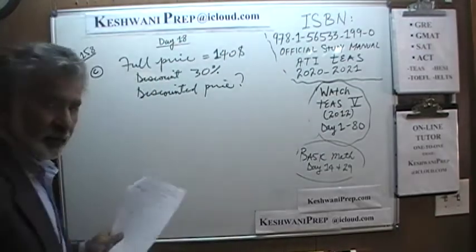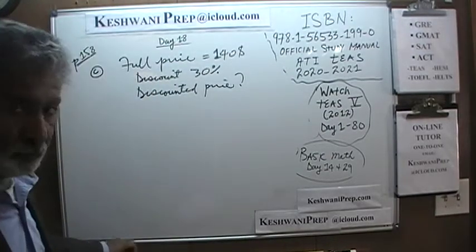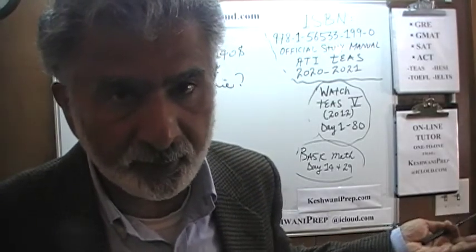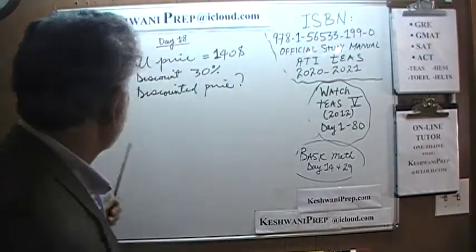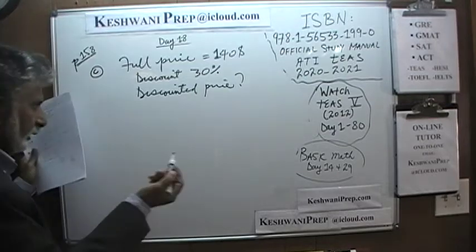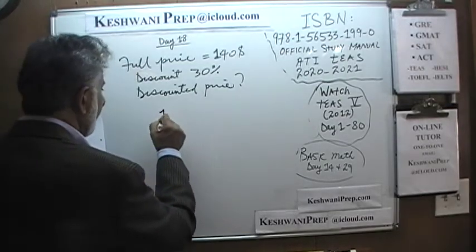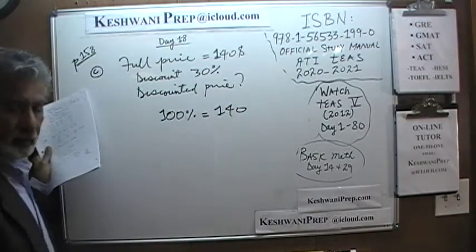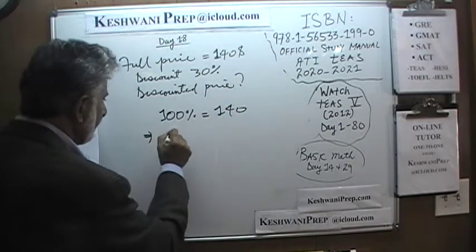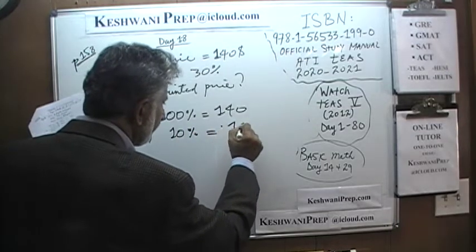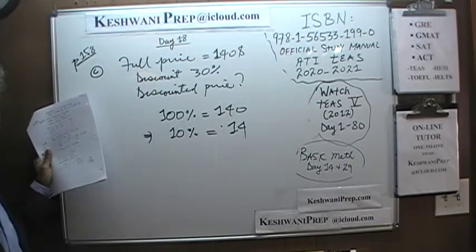It's the same idea that we did before. If we know the full price, 10% of anything is just 1/10 of the amount. Whatever the amount is, you take 1/10 of it, divide that amount by 10, and you'll get 10%. So here we know full price is 140. If full price is 140, which means the 100% of the price is 140, that implies that 10% must be $14. Just drop the zero, 1/10 of it.